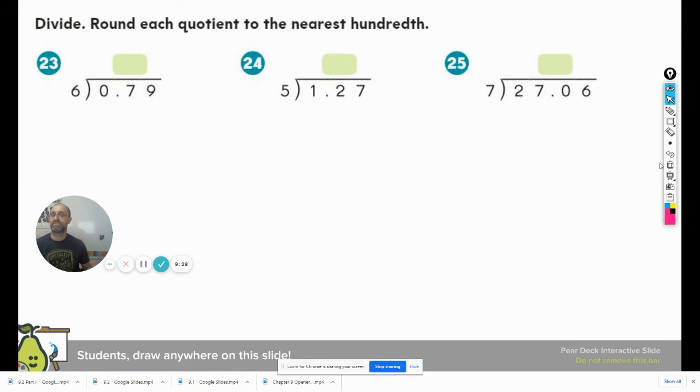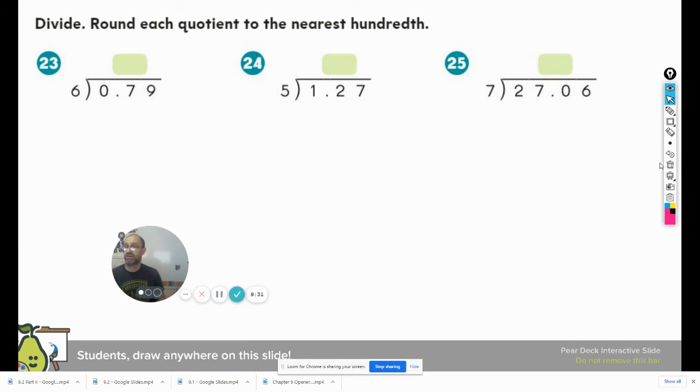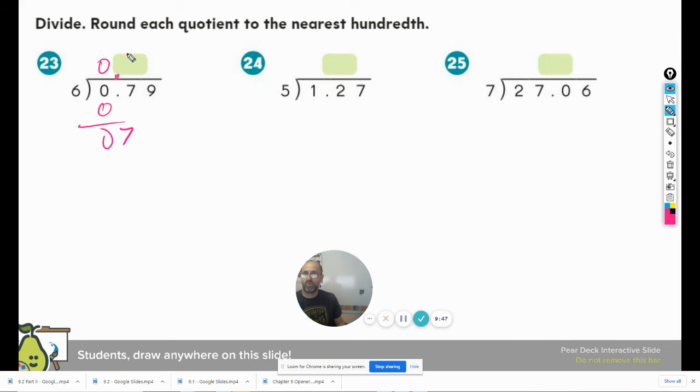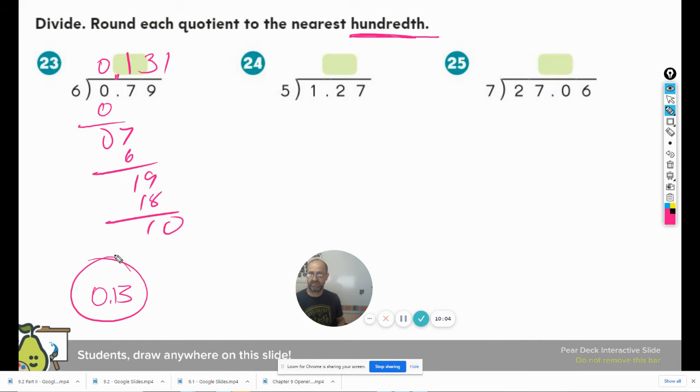Round to the nearest hundredth. Pause me, and then I'm going to rip through and do them in 5 seconds. I kind of like doing the live demo. All right, I'm starting in 5, 4, 3, 2, 1. And go. 6 goes into 0, 0 times 0, 0. 6 goes into 7 once. 6 goes into 19 3 times. 6 goes into 10 once, and I'm stopping, going to the nearest hundredth. There's a 1 after the 3, so my rounded answer is 13 hundredths. Right here, 5 doesn't go into 1.